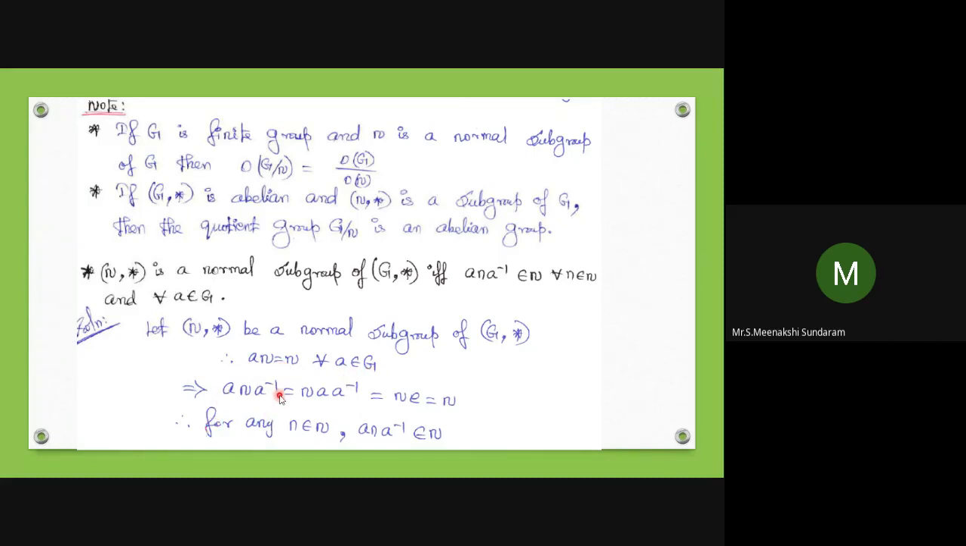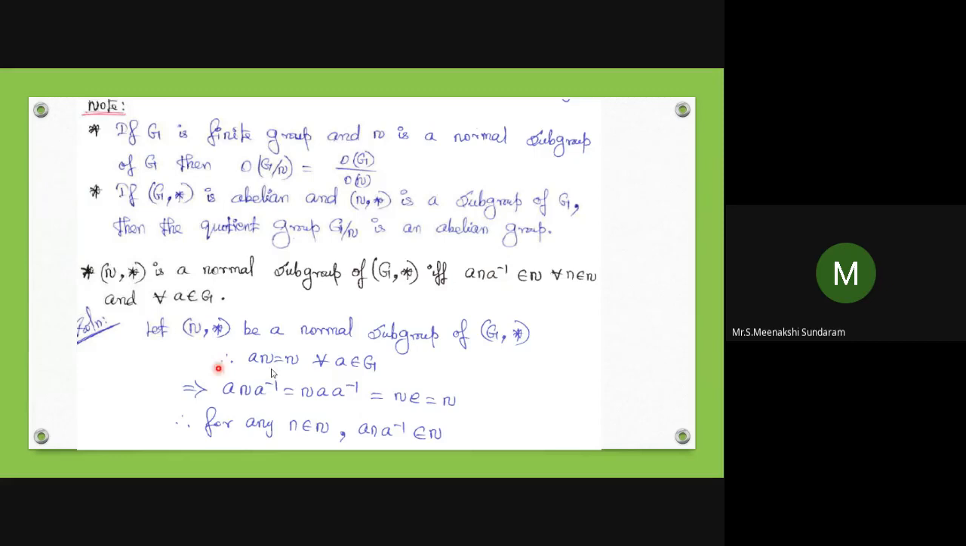By aN, post multiplying by a inverse on both sides: aN equal to Na, then aN into a inverse equals Na into a inverse, equals N into a a inverse, and a a inverse is the identity element. This I can write, but n needs to be written instead, because every left coset should be equal to right coset. That is a normal subgroup. From the question, I can assume the left hand side, assume that N is a normal subgroup of G. Now I am going to prove that a n a inverse belongs to N.